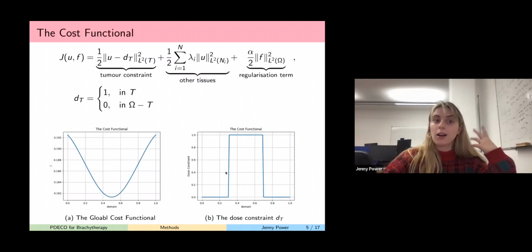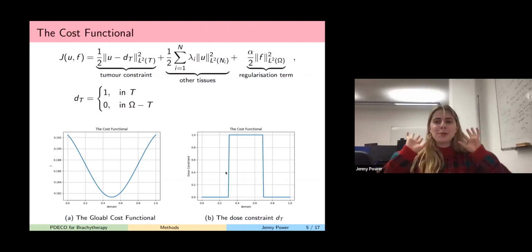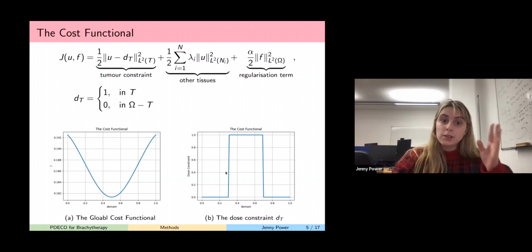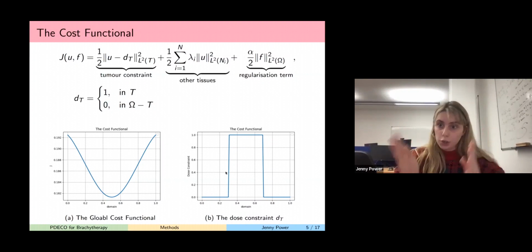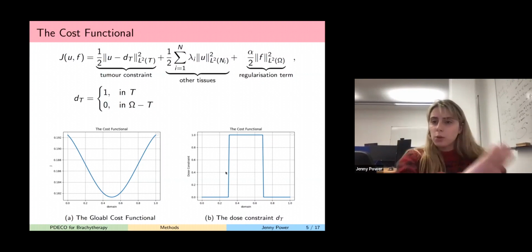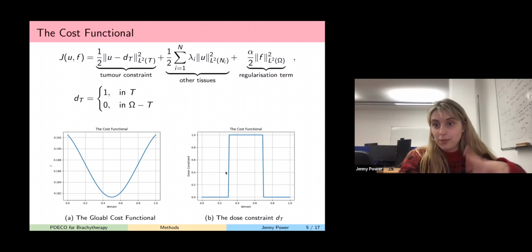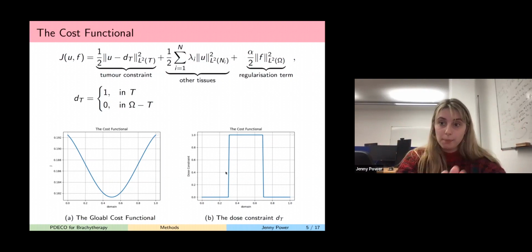Let's move on to designing our cost functional. We can split our cost functional into 3 different parts. We'll start first off with our tumor constraint. This is the constraint that enforces that our radiation flux matches the prescribed dose for our tumor. If we ignore the other 2 terms and just worry about minimizing the first term, it's a norm, so its smallest value is 0. When this is equal to 0, it means U is equal to dt. That's what that constraint focuses on.